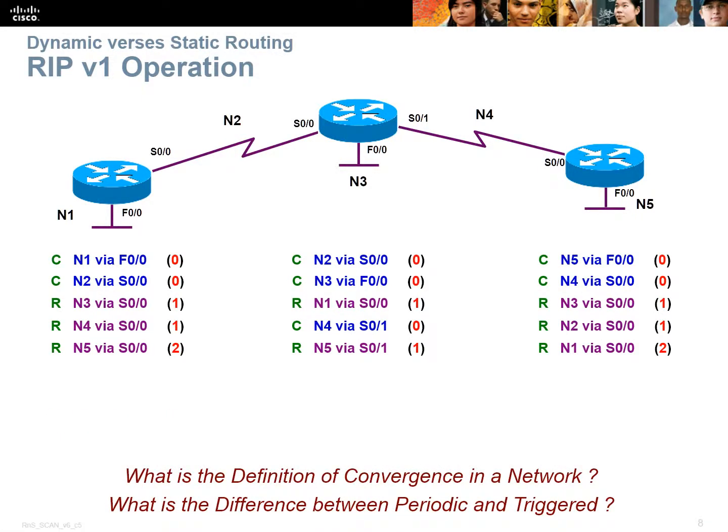So what is the definition of a converged network? This is it. We've got 3 routers and there are 5 networks. All 5 networks are known by all 3 routers. So everywhere is known, all the paths are known. Periodic and triggered. Well, periodic happens on a periodic, like time. In RIP it's every 30 seconds. And for OSPF it's event driven, so it only sends updates when there's a change.